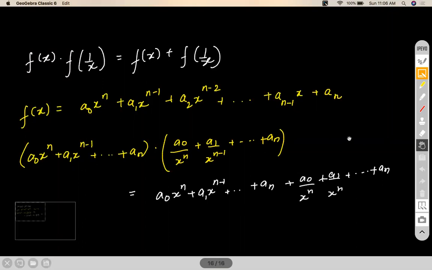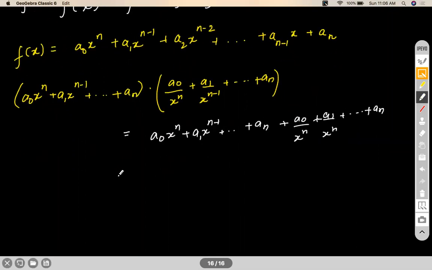Okay. Now, if you compare the coefficients, let's start comparing the coefficient of x to the power n on both the sides. What will I get on the left side? How will you generate x to the power n? Only when a0 multiplies with an. Correct? So if a0 multiplies with an, you will get x to the power n. There's no other way to get it. And on the right side, it will only come from a0. Yes or no?